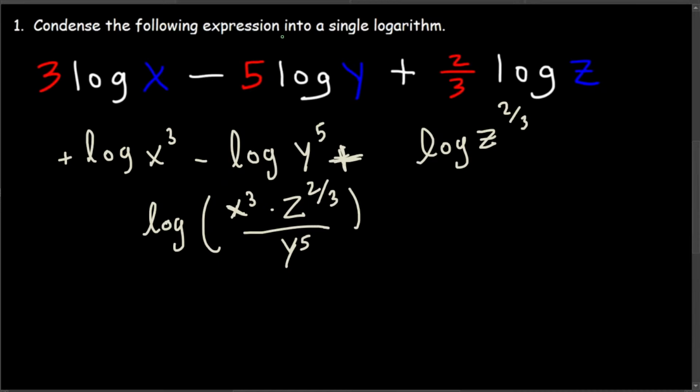We condensed the expression into a single logarithm. Now instead of z power 2 over 3, you can also write it as the cube root of z squared. Both of them are the same. Okay, now let's look at the next problem.